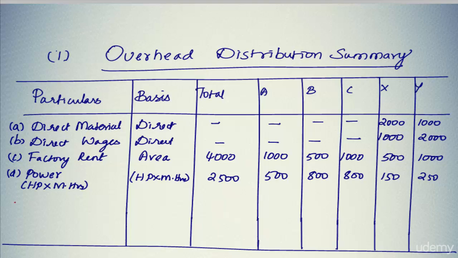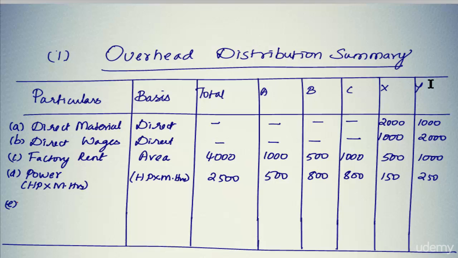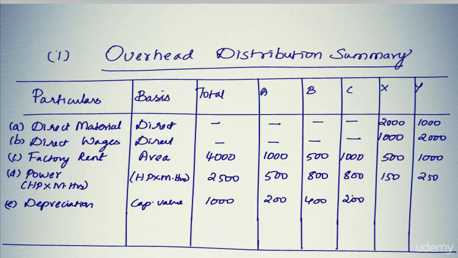Next we'll move on to the other cost. What we have is a depreciation, which is $1,000, and that can be apportioned on the basis of capital value of assets. So I'll write here depreciation, and this can be apportioned on the basis of capital value, and the total value of depreciation is $1,000. So if you apportion them on that ratio, you would get $200 for department A and $400 for department B, $200 for department C, then $100 and $100 for department X and Y.